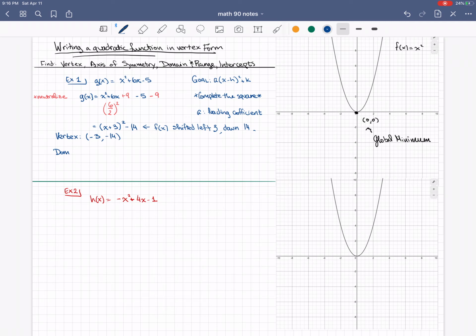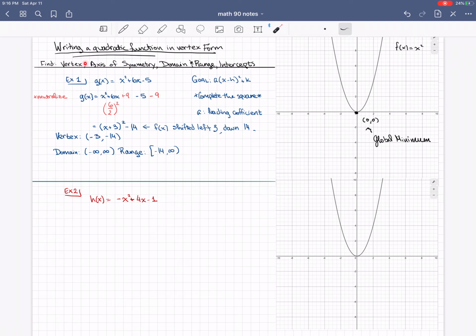So the domain, actually, I keep saying it, the domain is not impacted. The domain is just all real numbers, but the range is all about the vertex. Since the vertex is at the bottom of our graph, the range starts at negative 14 and then goes up to infinity.